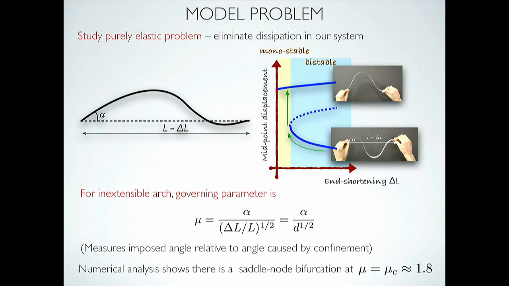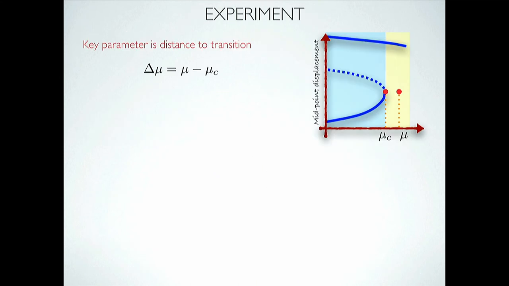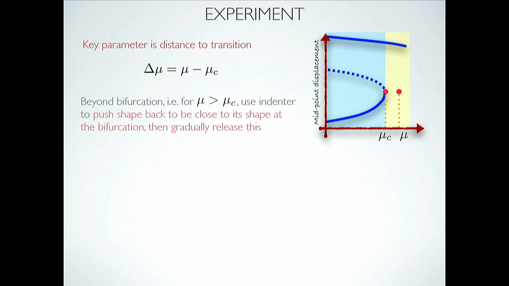The important thing is that there's a bifurcation at some critical value of mu, and you can sort of calculate the diagram. So if mu is large, then there's only the case out here, and if mu is small enough, then there can be two equilibria. So it turns out that the key parameter here is how far beyond the transition you are.